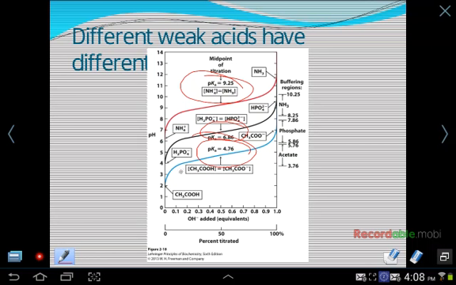Remember, you want to choose a buffer that's within 1 pH unit of the pKa. So really, acetic acid would be good for any pH between 3.76 and 5.76. Phosphate is good between 5.86 and 7.86, and so on and so forth.